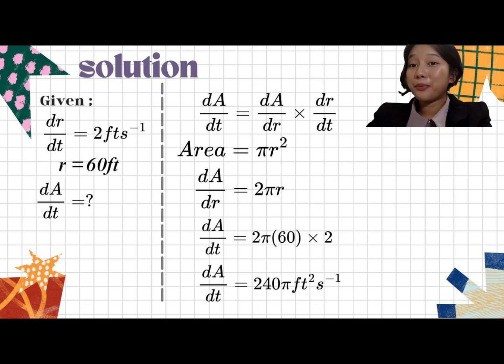Now that we have both values for dA over dr and dr over dt, we can simply put these values into the initial equation. You will get dA over dt equals 2 pi in brackets 60 times 2. Therefore, the answer would be 240 pi feet squared per second. This indicates that the area of the spill is increasing at 240 pi feet squared per second when the radius is 60 feet.